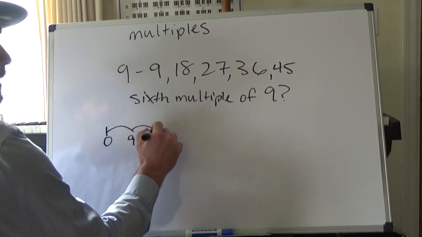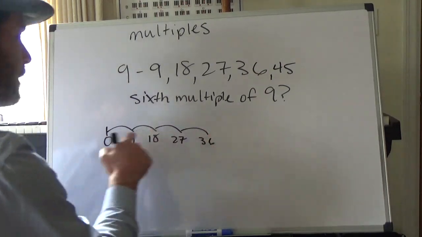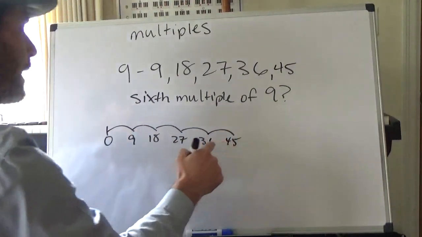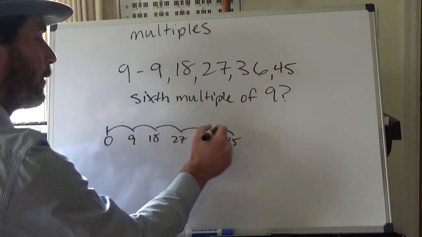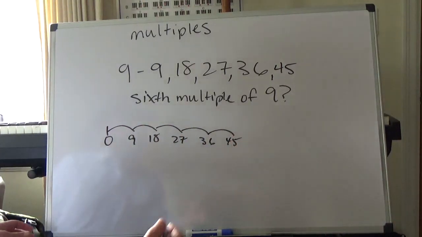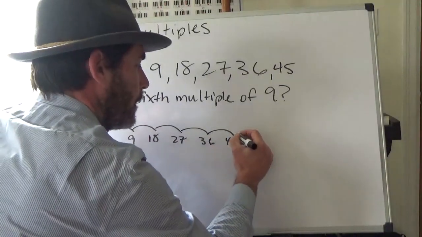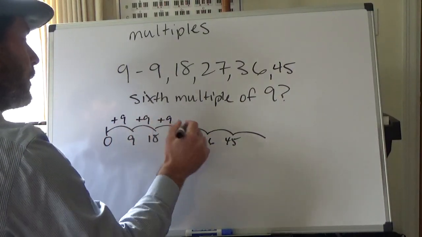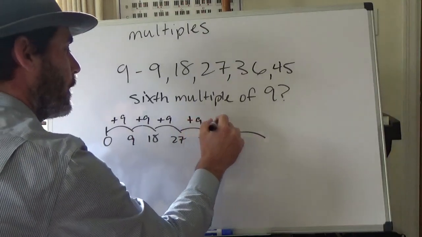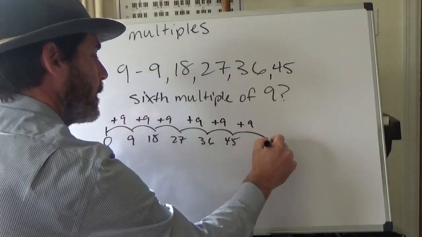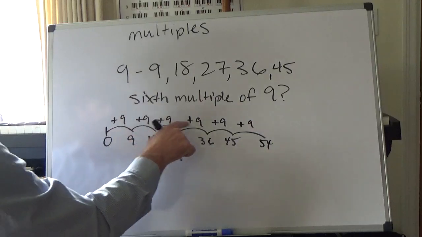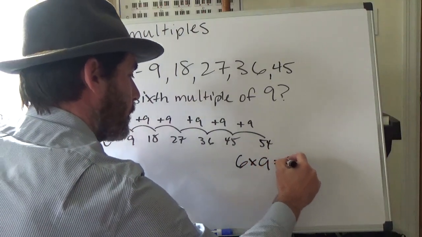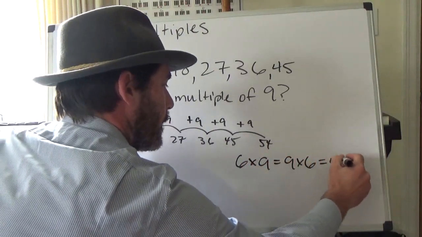9, 18, 27, 36. I've gone 1, 2, 3, 4 places. 45 would be my fifth. So 5 times 9, 1, 2, 3, 4, 5 times 9 is 45. I think I wanted the sixth multiple, so what's 45 plus 9? Of course, every time I'm doing this, we know that multiplication is just repeated addition, so every time I do this, I just add 9. How many times did I do that? 1, 2, 3, 4, 5, 6. 6 times 9 equals 9 times 6, of course, and that would be 54.